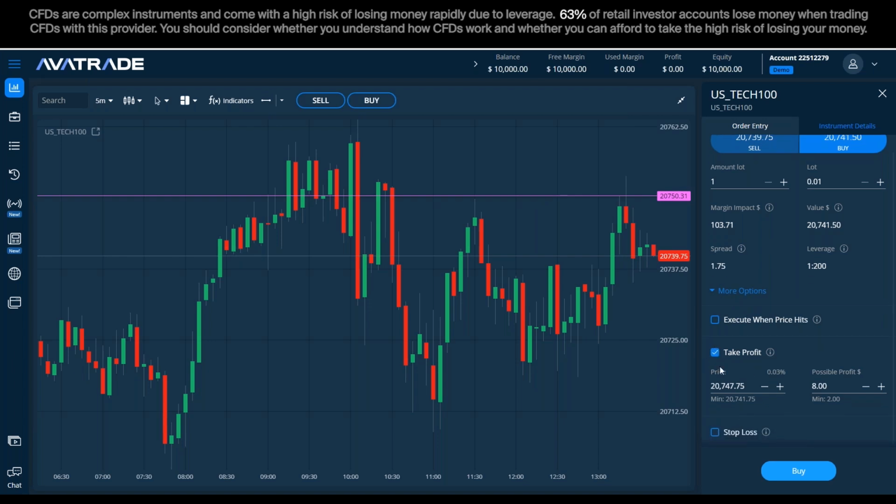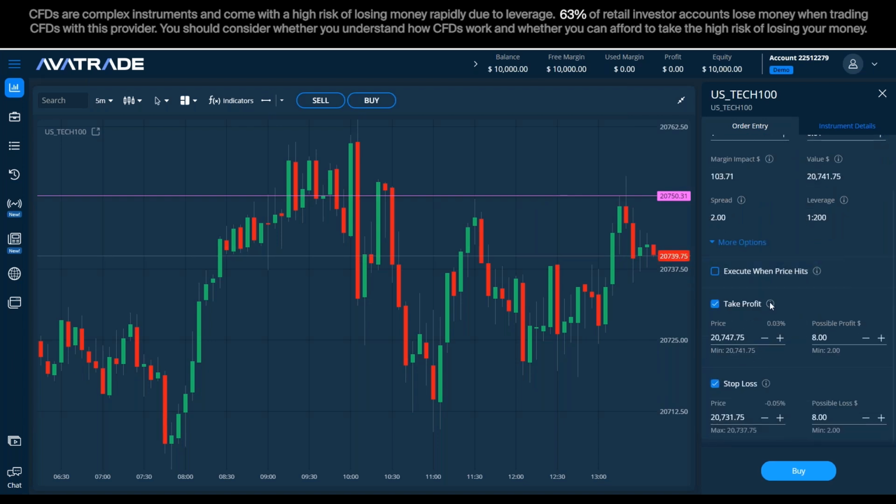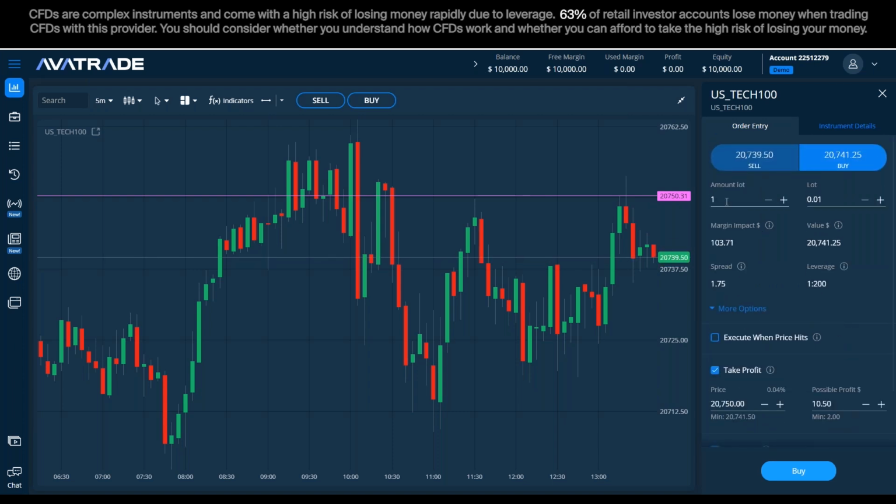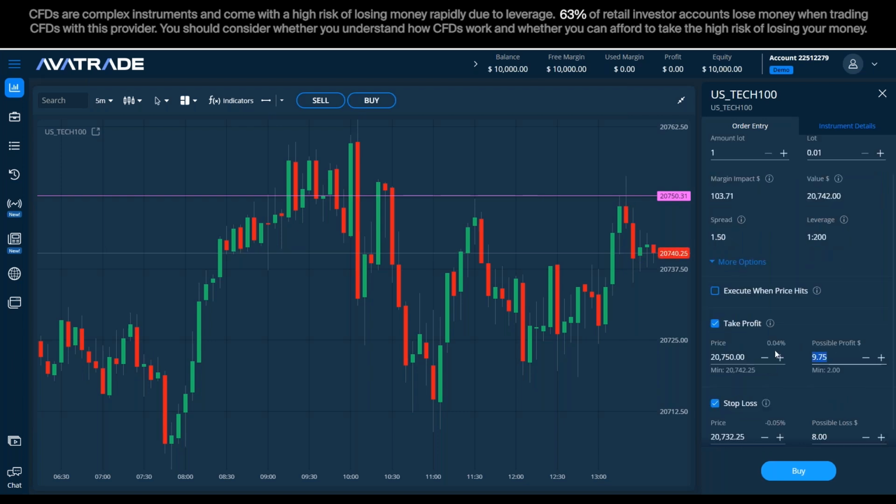Let's again click here on the take profit. Just a quick reminder, take profit stops the position automatically with a profit. Stop loss stops the position automatically with a loss. Meaning that if right now I'm going to go for 20,750, which is the number presented in here, I can make roughly $10. Why is that? Because I have one index, and when I'm buying it at 20,740, if it goes $10 higher, I'm going to make $10.